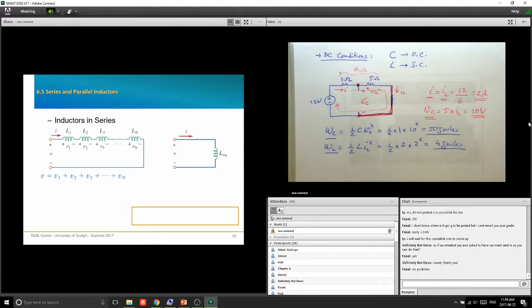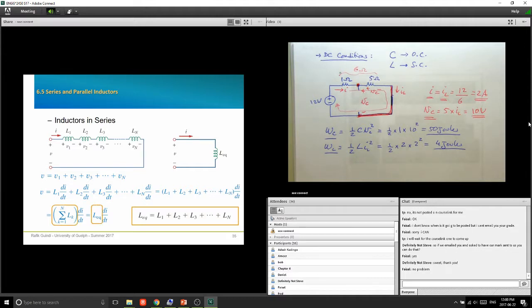And each one of those voltages can be written like this. V1 is L1 di dt, V2 is L2 di dt. So di dt is really a common factor. You can take L1 plus L2 plus L3 and so forth all the way up to Ln as a common bracket multiplied by di dt. If you equate that with the right-hand side, which shows a different inductor, L equivalent, the voltage V would be L equivalent di dt.